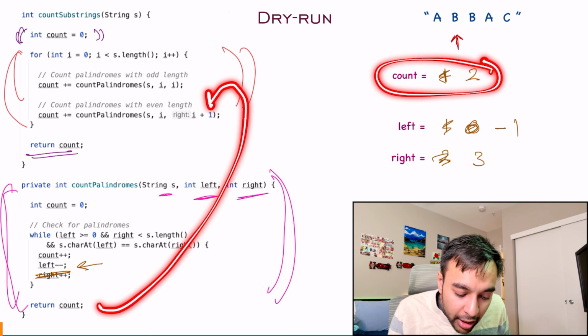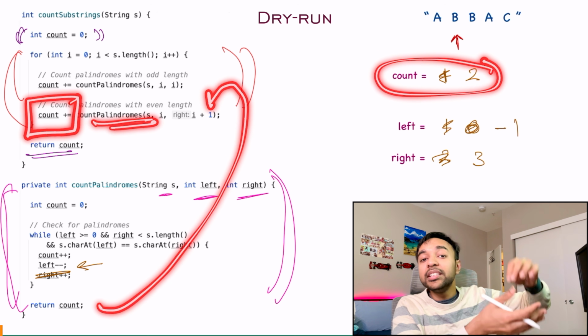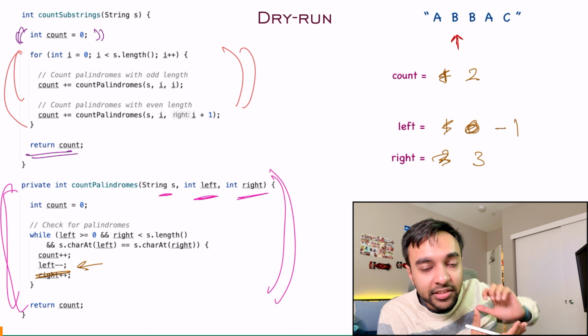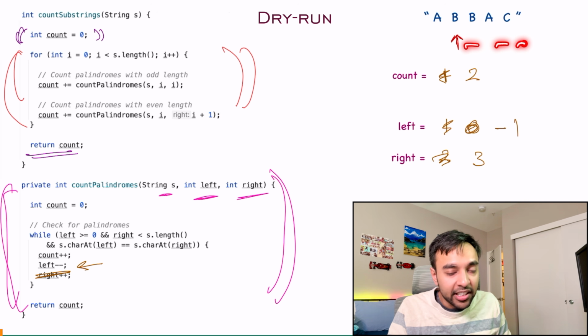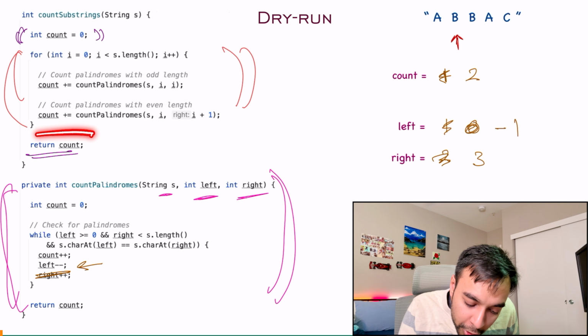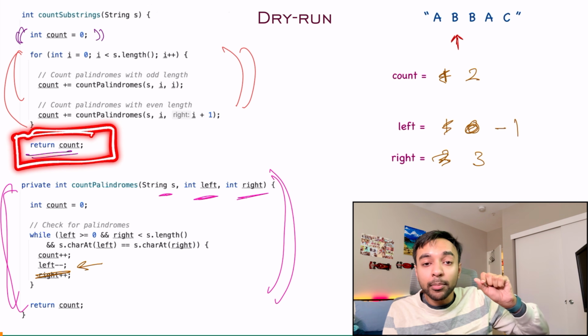This value is returned over here and you add this count to your global count. That means the total number of palindromic substrings that you're finding out. This loop will continue for every character at the very end, and therefore you will find out the total number of palindromic substrings in this particular variable count.